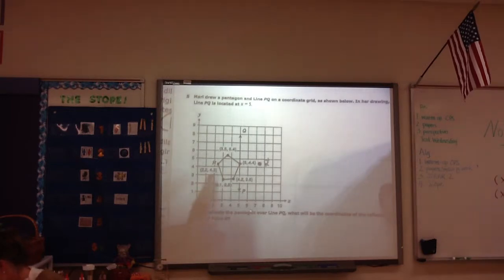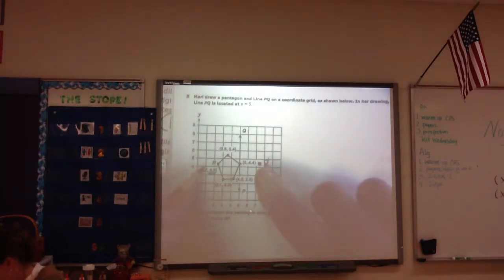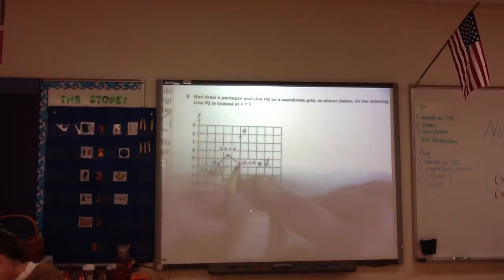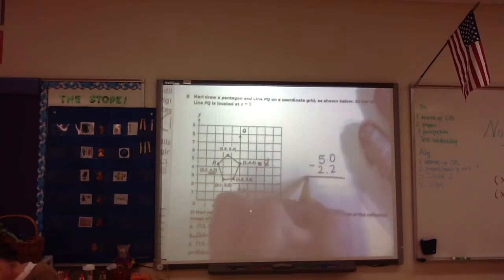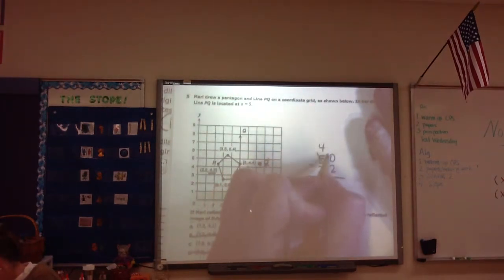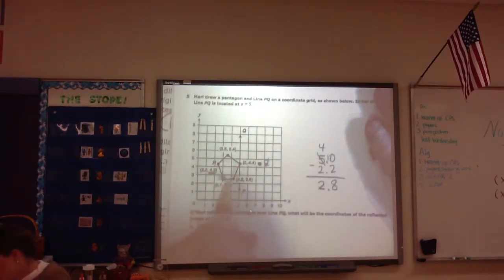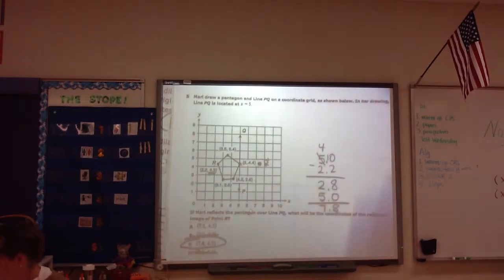As I go through the points, I notice that R's y coordinate is 4.3. So I'm going to eliminate the 4.4 answers because those are not correct. Now I'm going to go back and look. If this is 5, how far from 5 is 2.2? Because I've noticed that these two are pretty close, so my estimate may not be helping me. I need to be 2.8 away from 5. So I'm going to add 5 to 2.8, and I'm going to hammer out that my answer is in fact C.